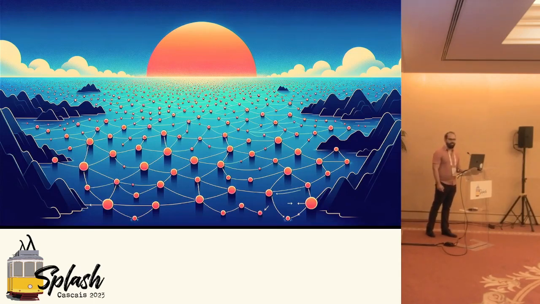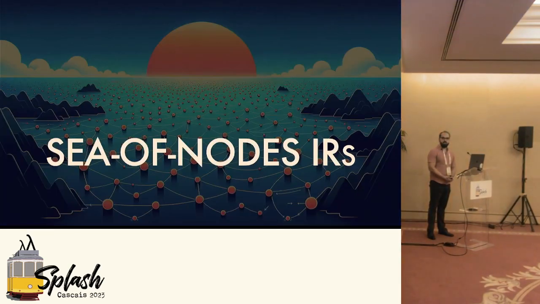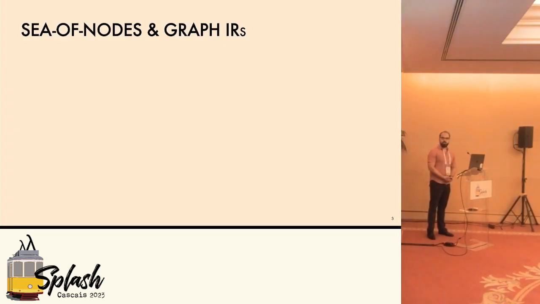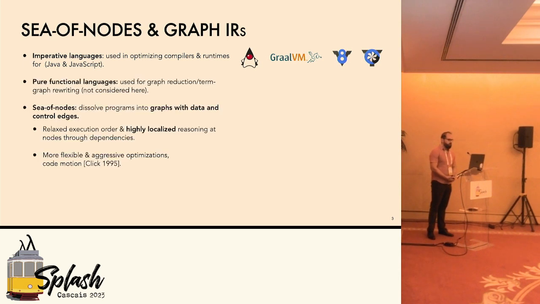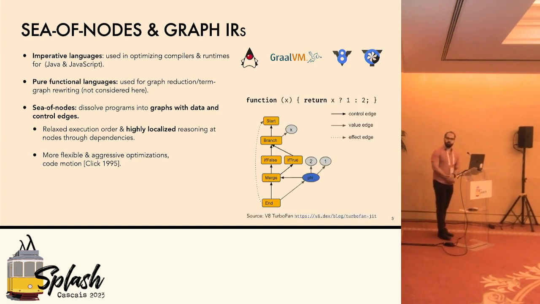Yes. Okay, thank you. So in this talk, we consider graph-based intermediate representations for impure functional programming languages, specifically Sea of Nodes IRs. They've been used in imperative languages in JIT compilers, for example, in Java and JavaScript. They're actually pretty good for dissolving the rigidity in tree-based intermediate representations and give you a graph representation like the one on the right for this simple JavaScript program taken from V8.